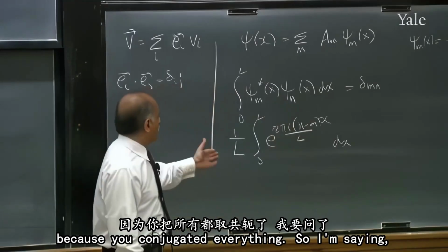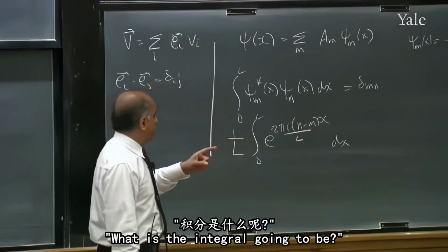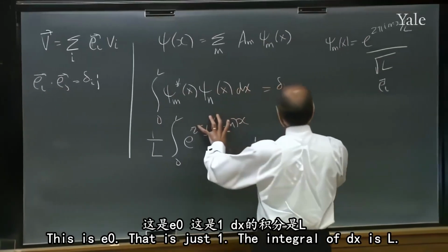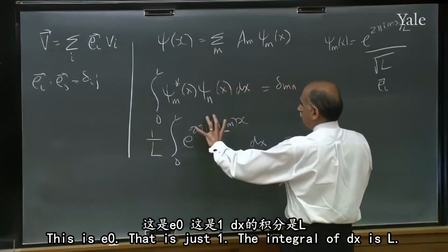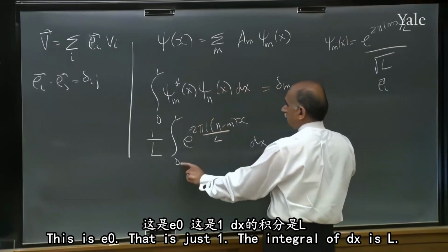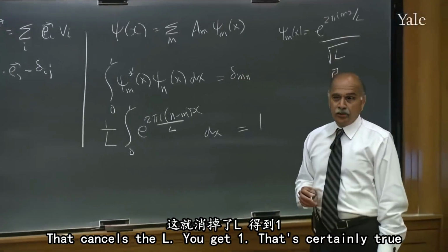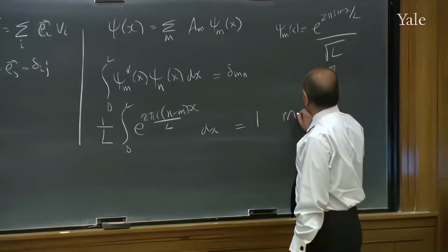So I'm saying, what is the integral going to be? If n is equal to m, you can see that in your head. This is e to the 0. That is just 1. The integral of dx is L. That cancels the L. You get 1. That's certainly true if m is equal to n.